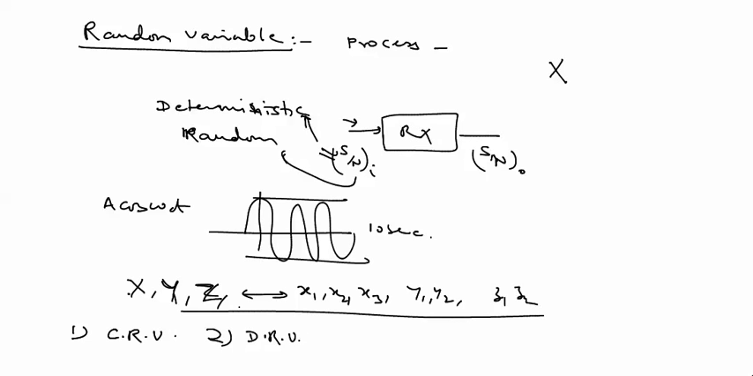Continuous random variable means it takes on an infinite number of values. A finite number of values is a discrete random variable. Continuous random variable and discrete random variable: we can further differentiate these two random variables.